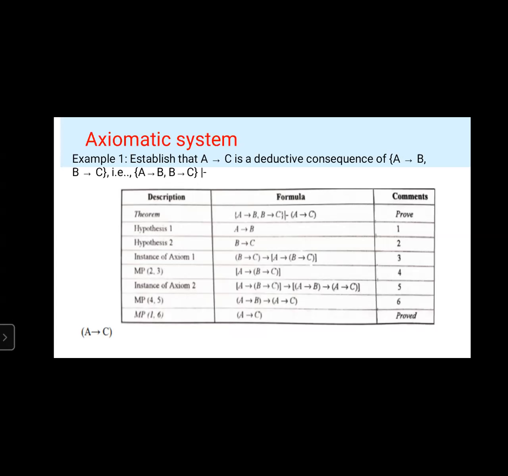Next, now apply modus ponens on 1 and 6. 1 and 6 means A implies B and this one. Now I get A implies C. Like that.